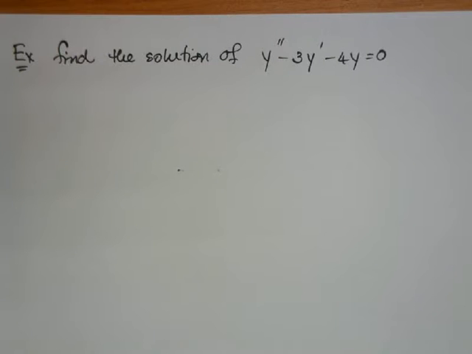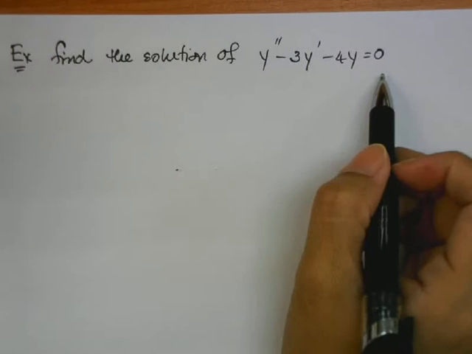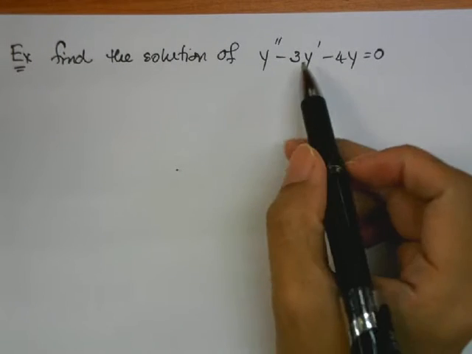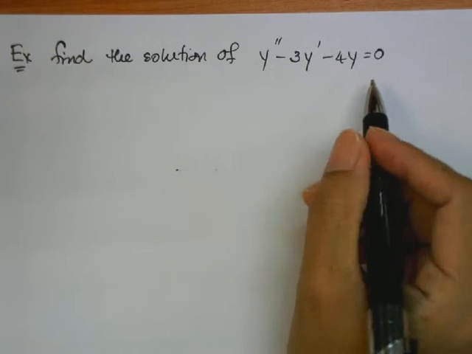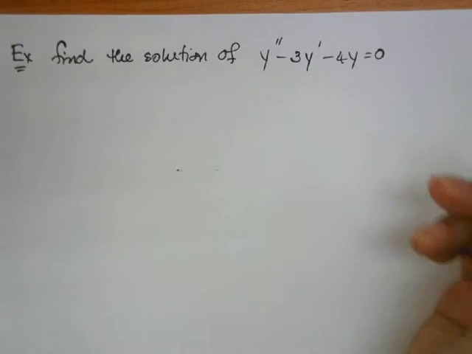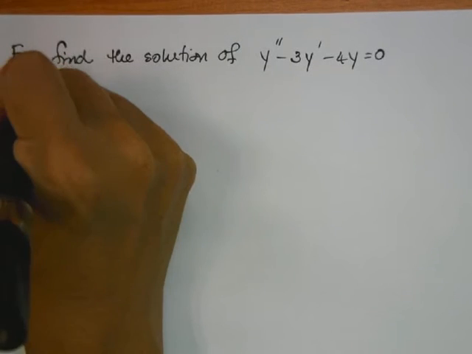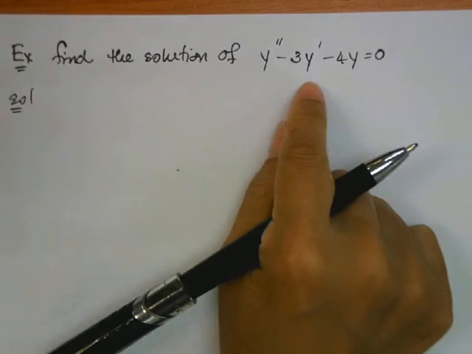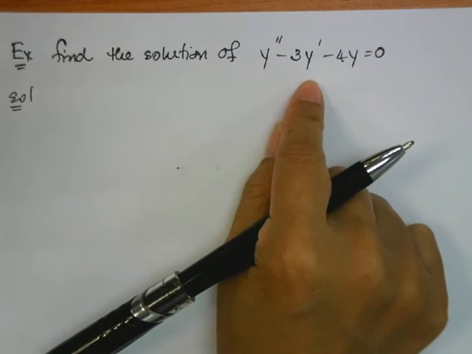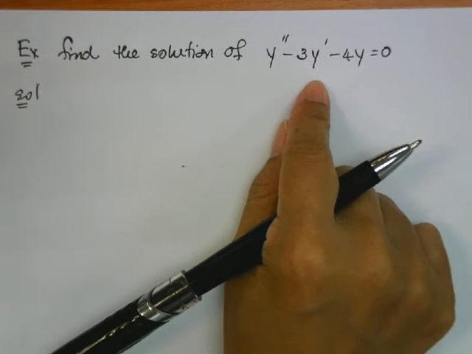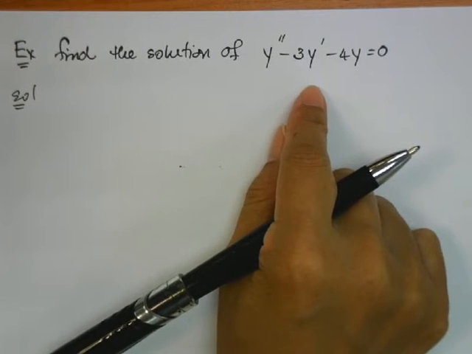Now let's take a look at the first example. This is the homogeneous differential equation, the second order homogeneous linear differential equation with constant coefficients. So we are going to find the solution of this differential equation. Since it is a homogeneous differential equation, the answer would be yc.